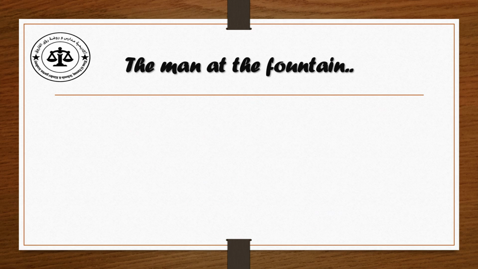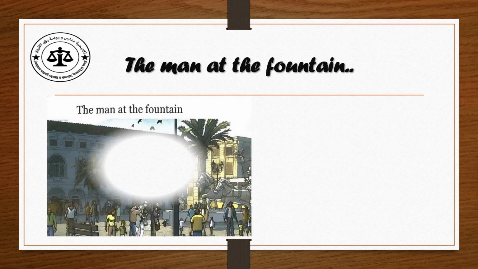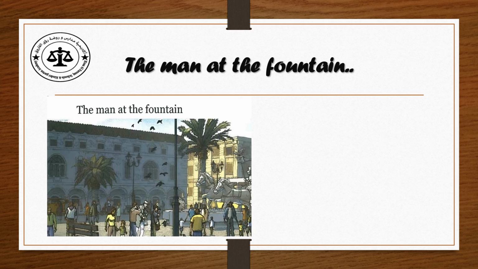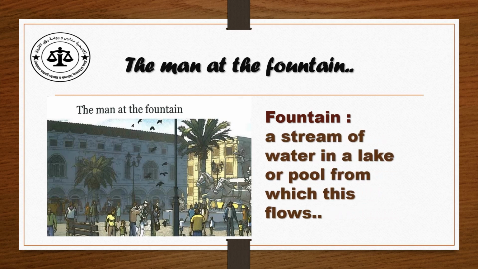The Man at the Fountain. Open your student's book, page 18, and look at the picture. What can you see in the picture? Yes, there are lots of people in the picture. This city is crowded. There are horses, trees, benches, and there is a fountain. What do we mean by fountain? This is a stream of water in a lake or pool from which this flows.